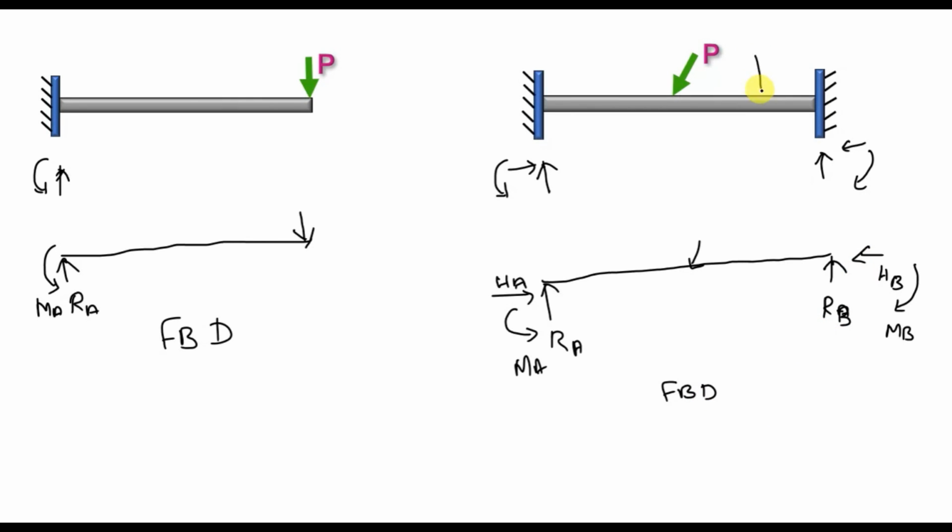If the load is acting vertical instead of inclined, you will have this free body diagram. You will not be getting this horizontal reaction on both sides, and you will only be having the vertical reaction and the moment on both sides. So this is the difference if the load is acting vertical and if the load is acting inclined.